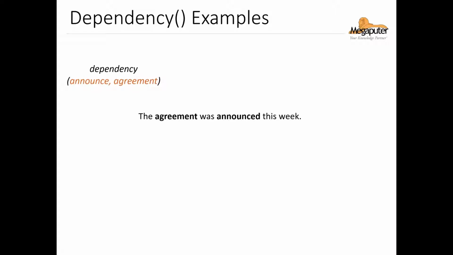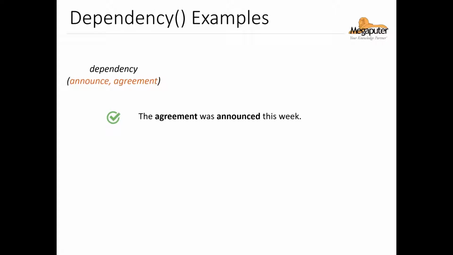Some of these things are completely optional, like that syntax relationship argument. That's going to be optional. If we don't include that, it'll just look for all of them. So I can use dependency and then announce and agreement as two terms that I'm interested in. So this will look for cases where there's a relationship between announce and agreement. So the agreement was announced.